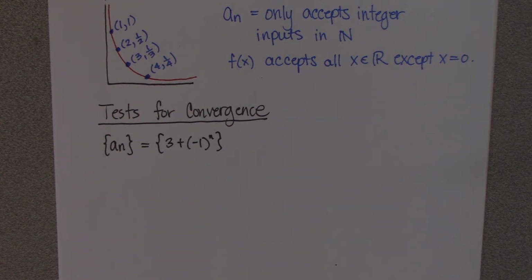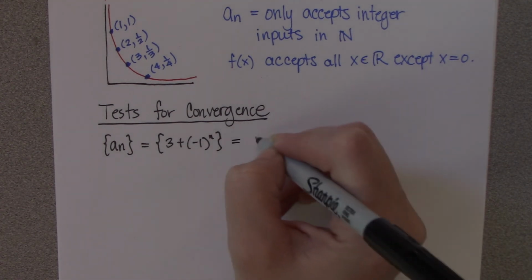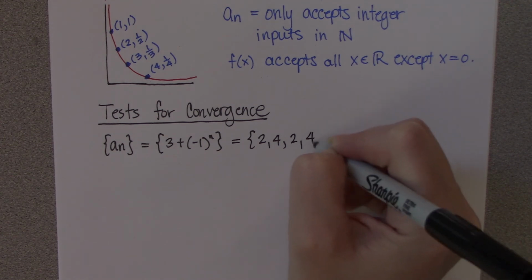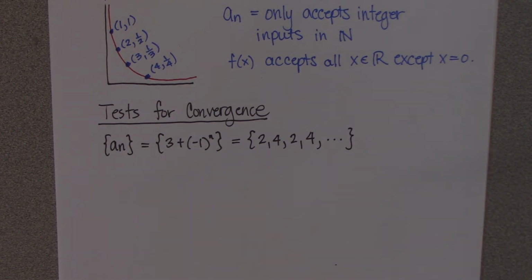So it's 3 plus negative 1 raised to the n. And we saw that when we generated the terms of this sequence, it just alternated between 2 and 4 forever. So this is an example. If you actually tried to compute the limit of this, we could do it, but we would have to use the squeeze theorem, which I'll bring back up later, and we would see that the limit does not exist.